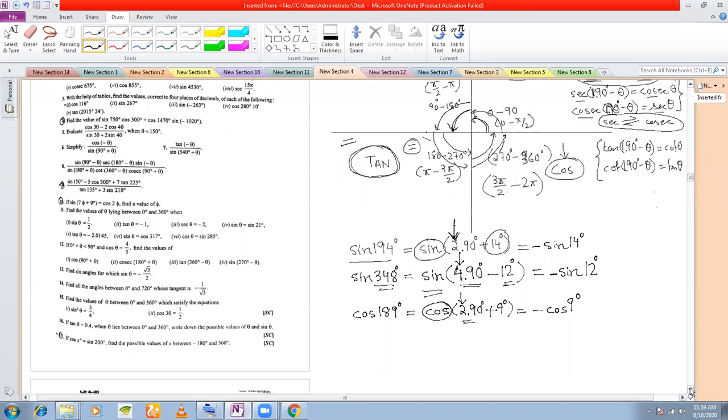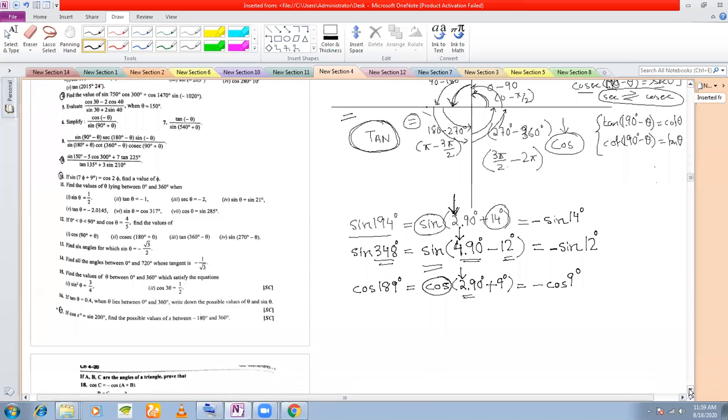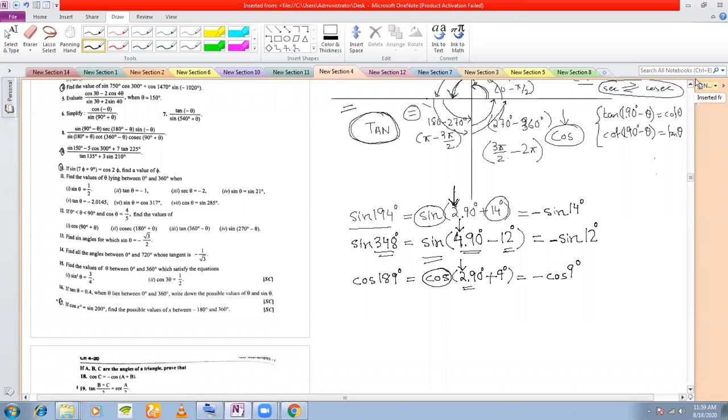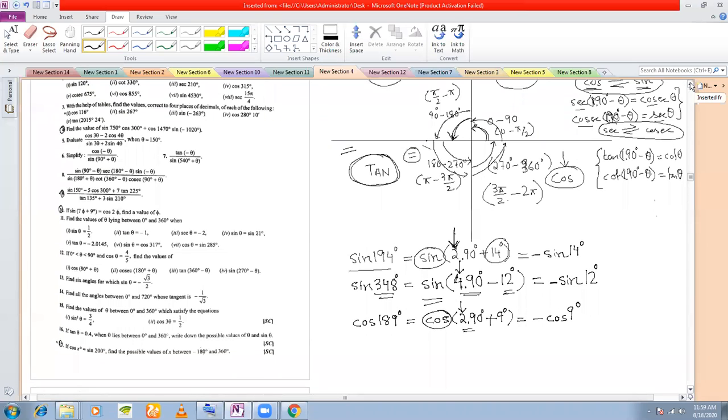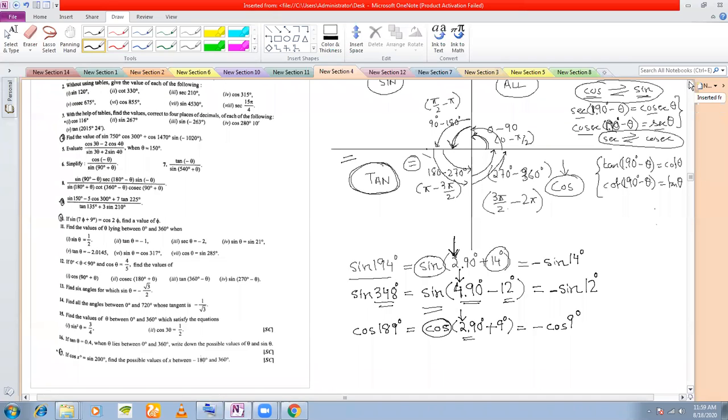Let us now see odd multiples. What happens for an odd multiple? Let us consider cos 300 degrees.